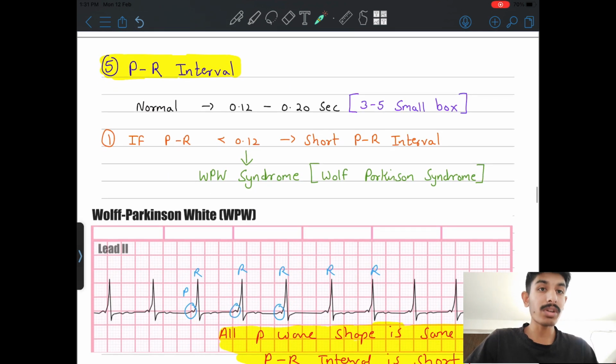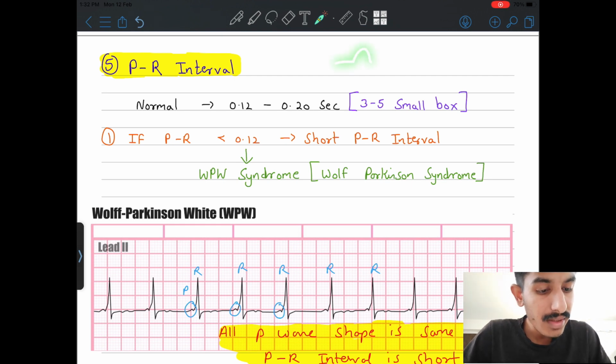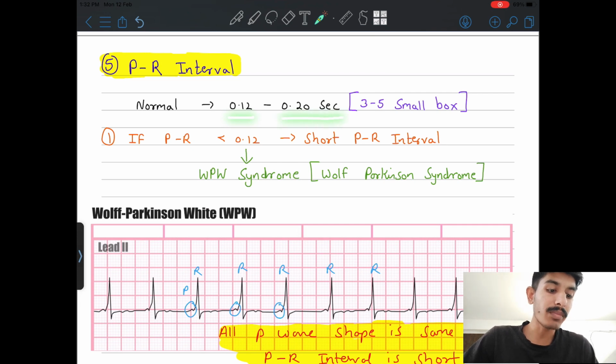So move on to the next part, which is the PR interval. You must know what the PR interval is. From here this is P, then Q, R, S, T. So this gap is known as the PR interval. Okay, so what is the normal range of the PR interval and what is the time? So 0.12 to 0.20 second, or maybe 3 to 5 small boxes. It is the normal range in the ECG paper.